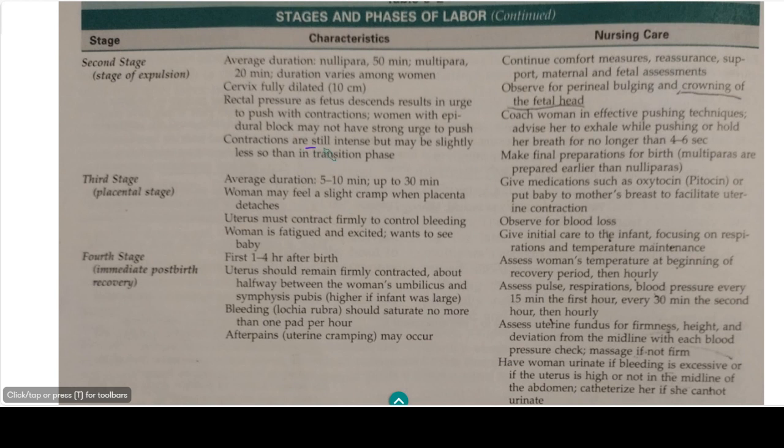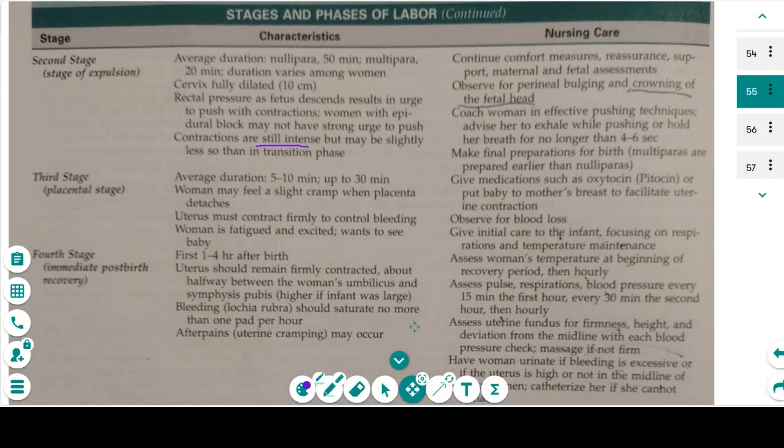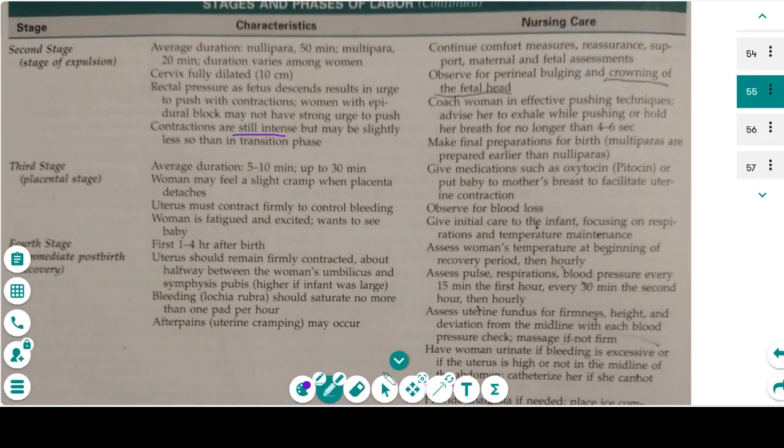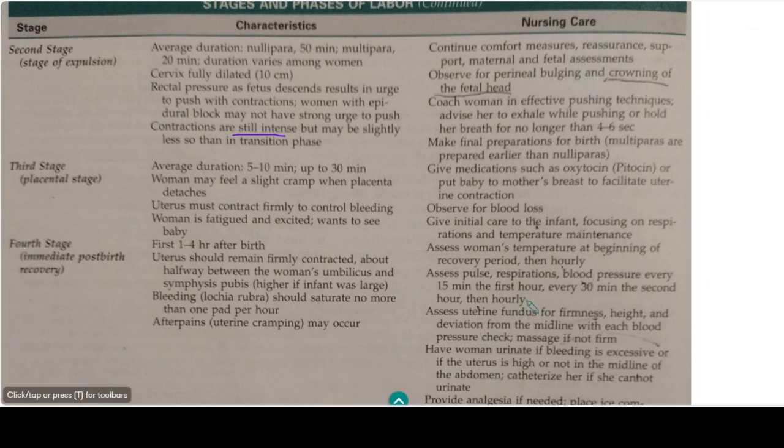Contractions are still intense, maybe slightly less so than in the transition phase, but they're still having pain, and now they're having this urge to push. Yes, I would expect this mother is going to be breathing slightly fast, 6 times more than the normal, right? At the max, 18 or 20 times per minute, but she's breathing 26 breaths per minute. But she's pushing. This is the final preparation for birth. The crowning of the fetal head. So the second stage is the stage of expulsion.